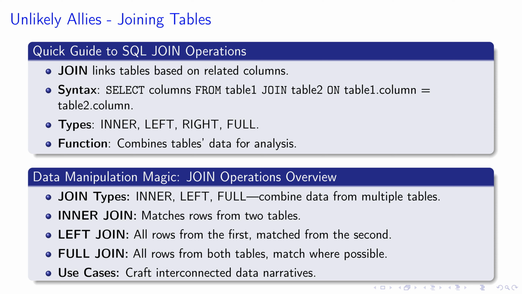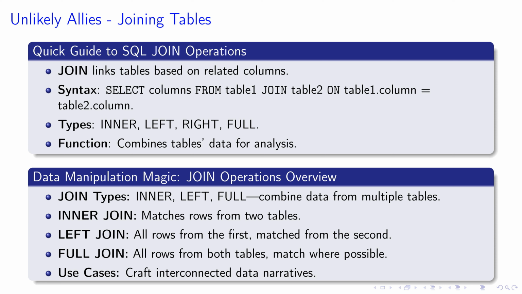Join operations in SQL link tables based on related columns. Precisely, the syntax goes like this. We select the columns from the first table, join it with the second table, and then specify the common columns in both tables using the ON clause. There are 4 types of joins: inner, left, right, and full, each serving a unique purpose.